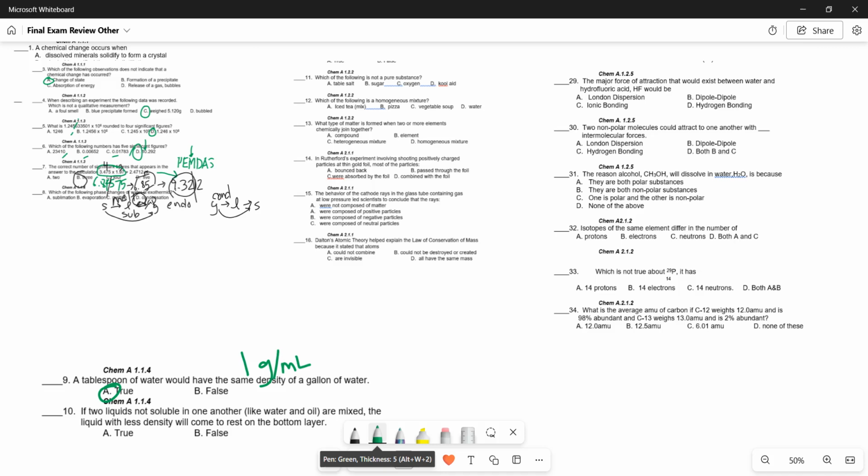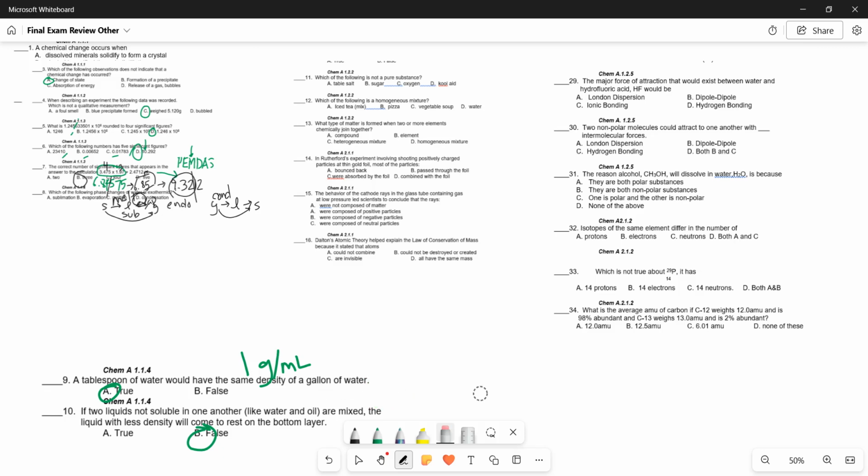If two liquids that are not soluble in one another, like water and oil, are mixed, the liquid with the lower density will come to rest on the bottom, and that is false. As the density increases, it sinks. Okay, so the answer is false there.